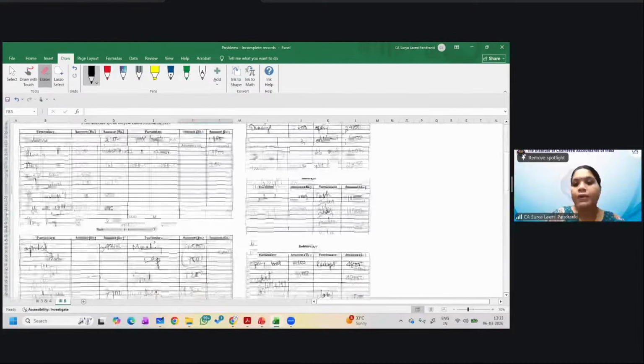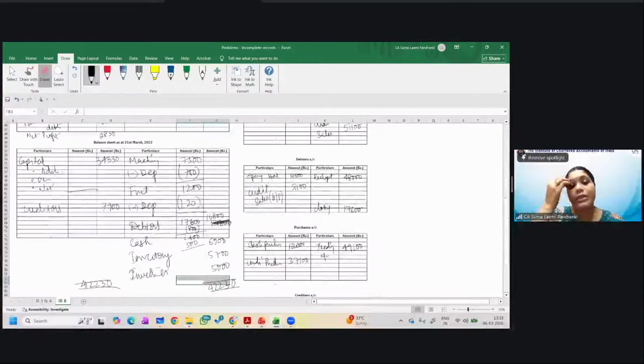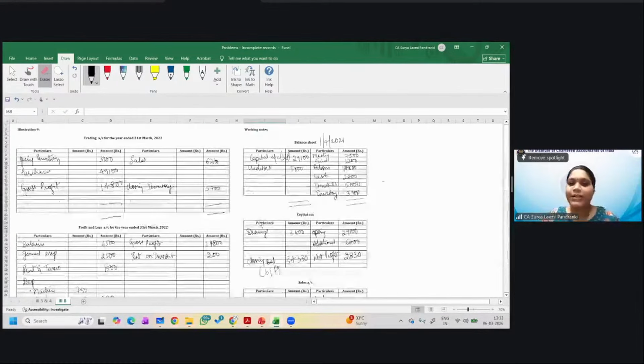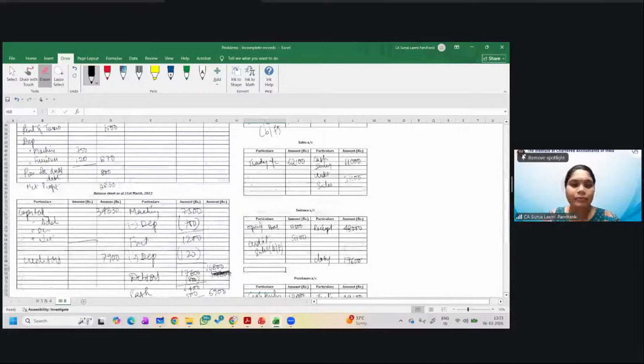So using the information that is available to you, you're trying to create the final accounts. That's the only part in this chapter. Information will not be given to you readily, but using the information you will have to do it. It is easy, yeah. Like you told, it is easy, but it is lengthy. Right, you are right. Any questions in this balance sheet we have done, no?